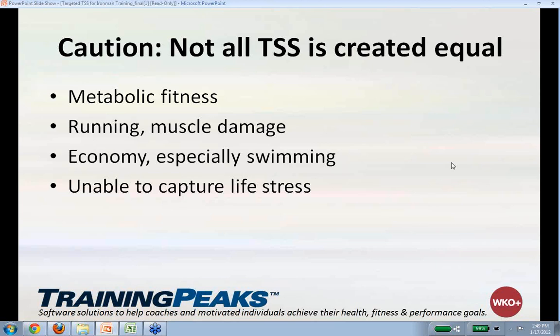And then finally, the final point is that it's unable to capture life stress. So if your blue line starts dropping, your CTL starts dropping, and you have a life stress event, you'll know that that might be it, and you'll need to adjust your plan accordingly.